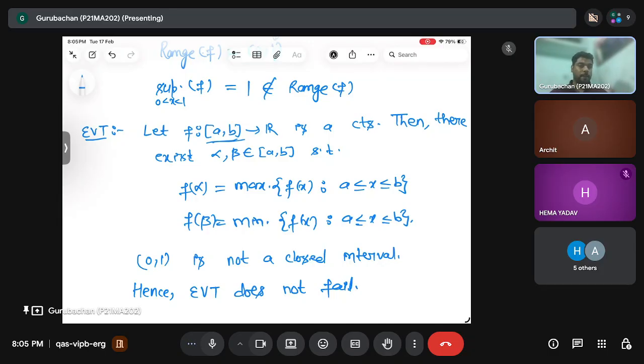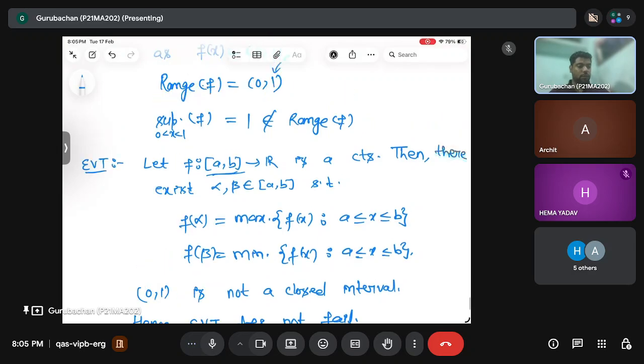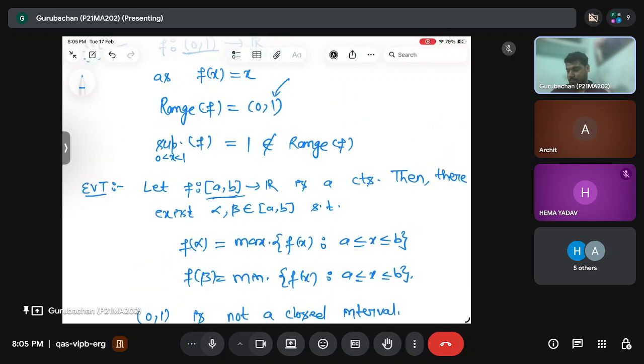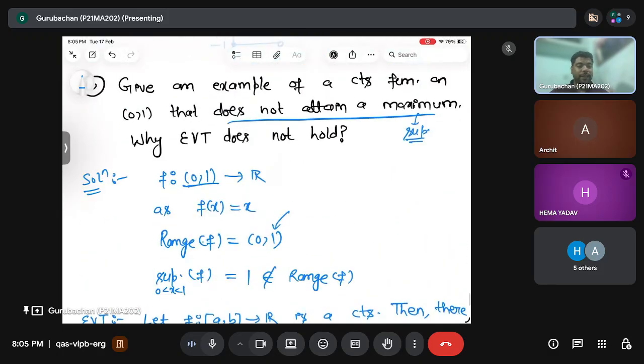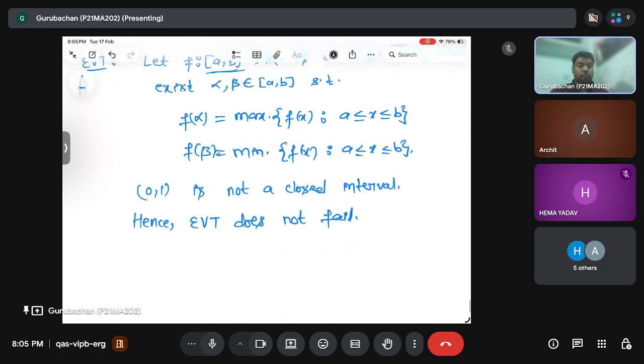Okay, any doubt? Sir, EVT will fail or it does not fail? Here it will not fail, because it is not a compact interval, or it is not a closed interval. Fail means, what do you mean by fail? Fail means like it is not applicable. Like this is not a closed interval, so we cannot apply EVT.